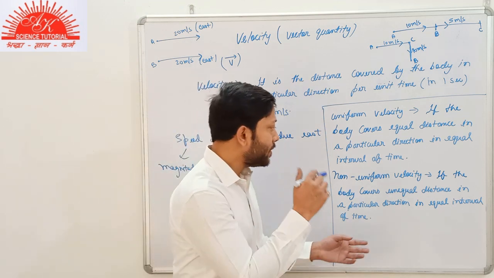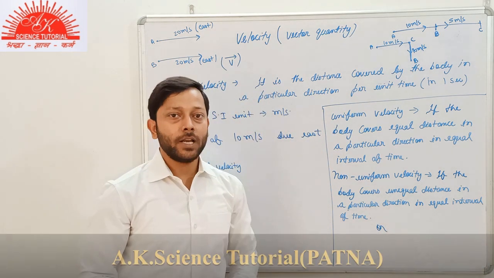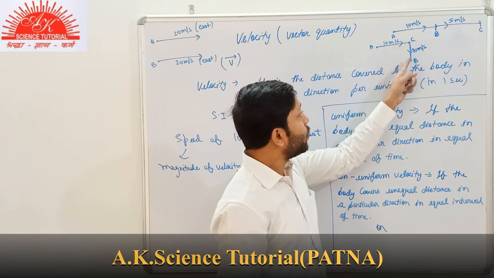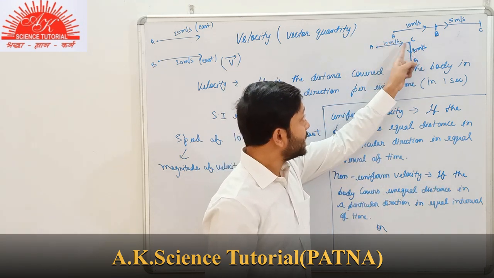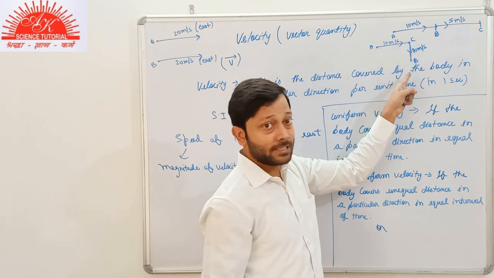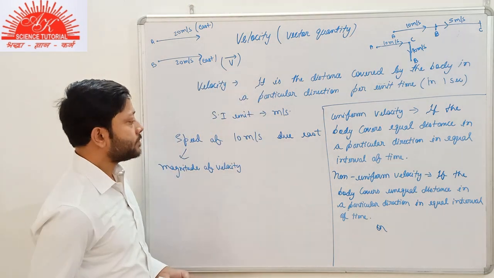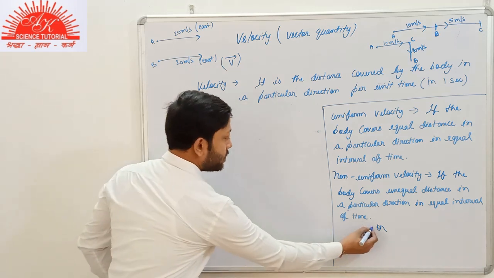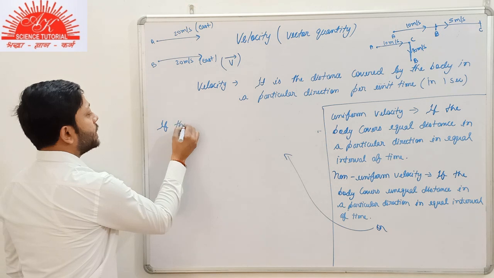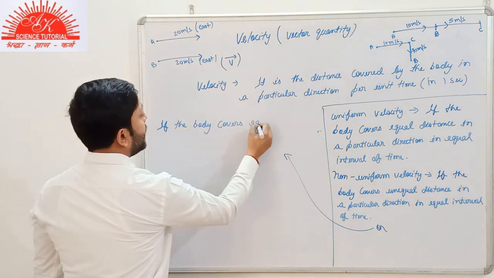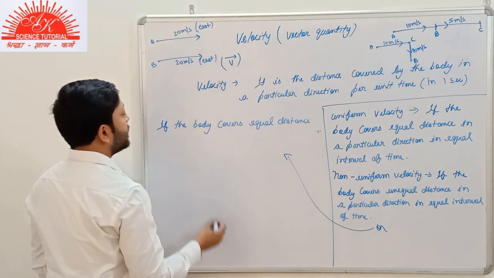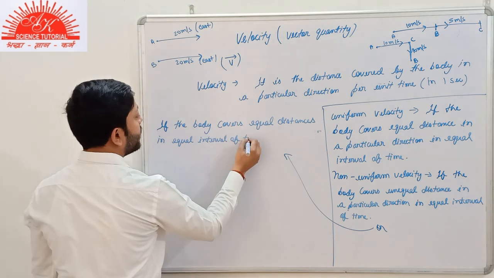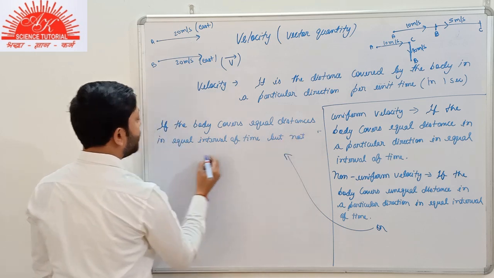And what about the second case? How can we define it? Or I think you can define it on your own. What should be the definition? The next definition for non-uniform velocity: if the body covers equal distances in equal interval of time, but the direction has changed here. I'll write it over here. Or if the body covers equal distances in equal interval of time, but not in a particular direction.